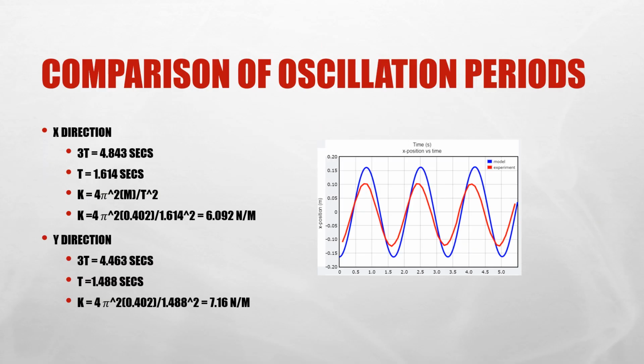So for a comparison of the oscillation periods, an oscillation is a period which goes from the lowest point to the next lowest point. So in this case, there would be three oscillations. So 3T would equal 4.843 seconds, and then T would equal 1.614 seconds. And then you would use the k formula, and once you plug in everything, you would get 6.092 newtons per meter. And then you do the same thing in the y direction, and you would use the k formula and then plug everything in and get 7.16 newtons per meter.